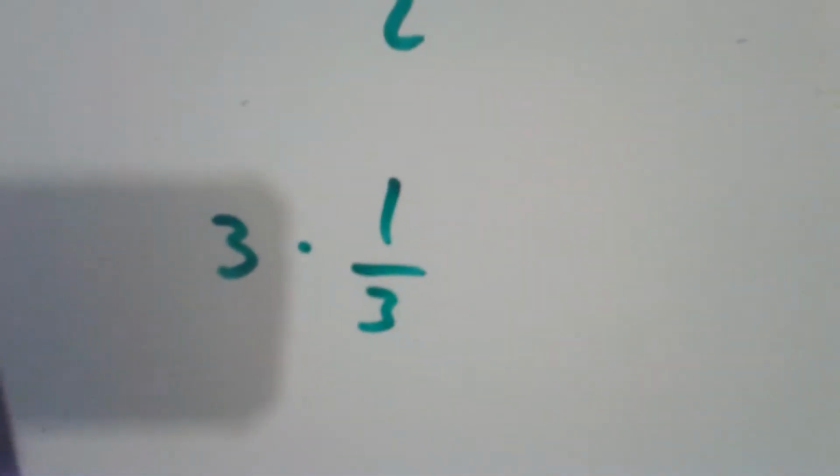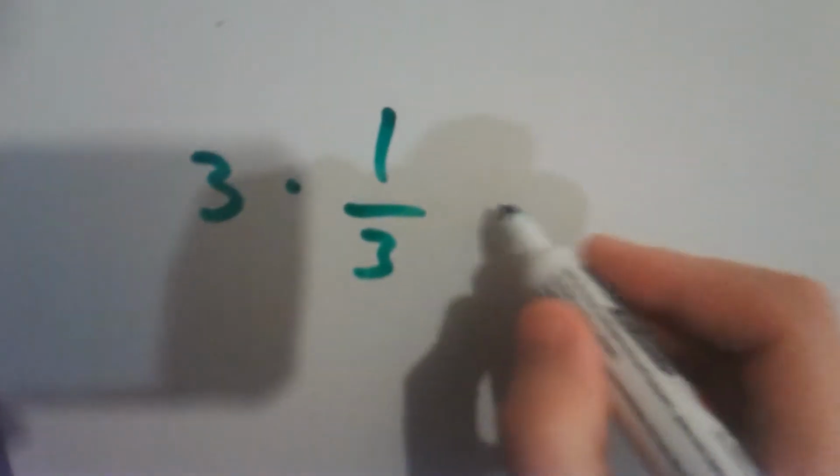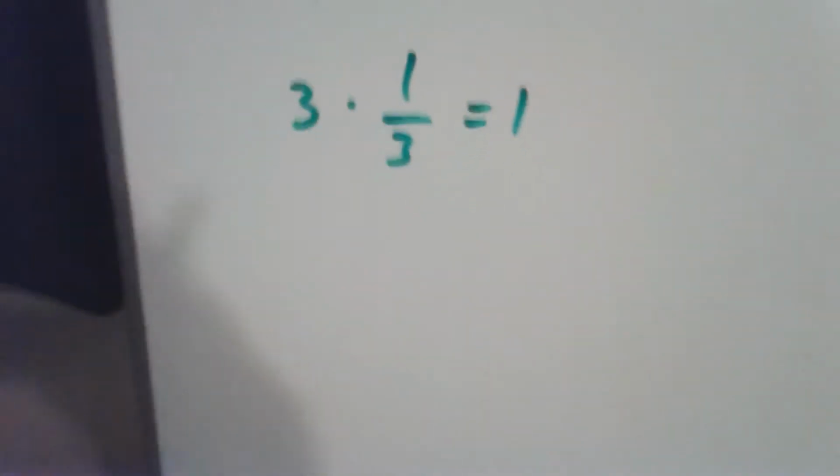What is the inverse of 3? Well, it's a third, right? As 3 times a third is 1.